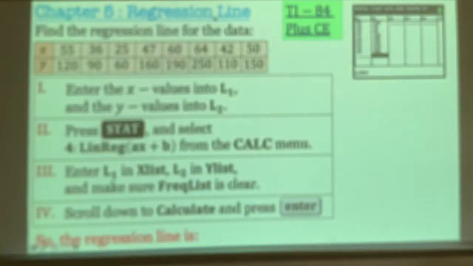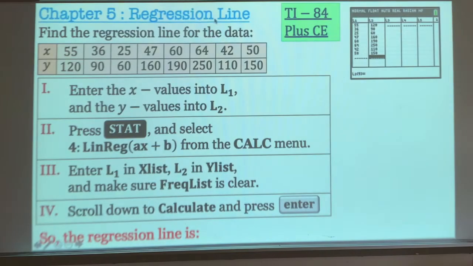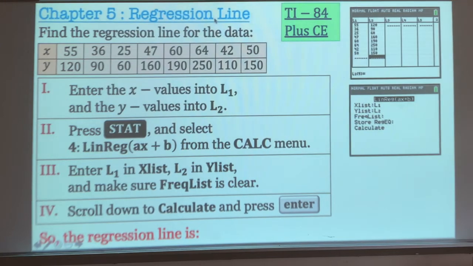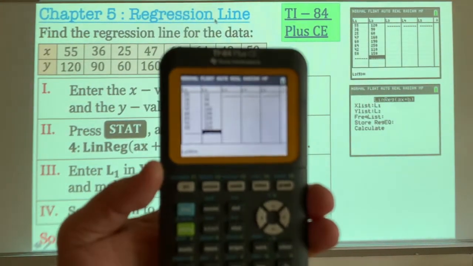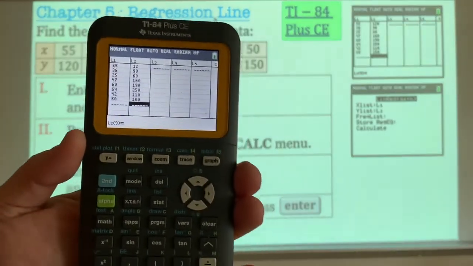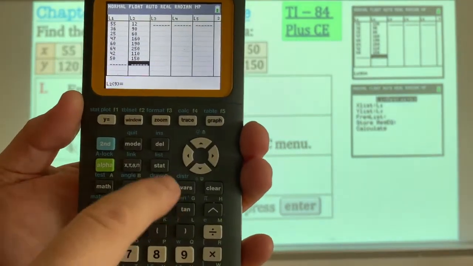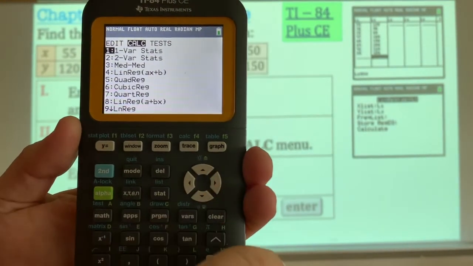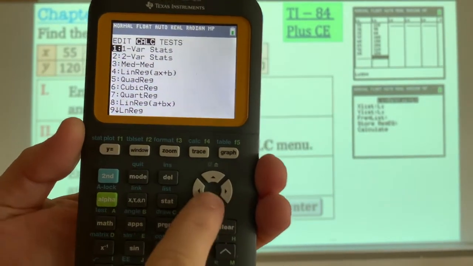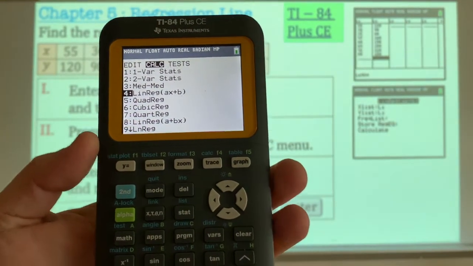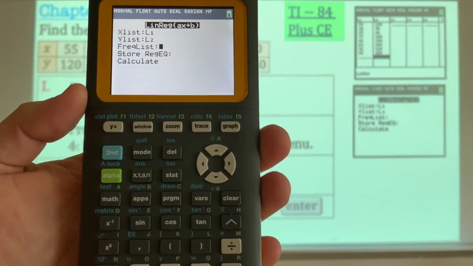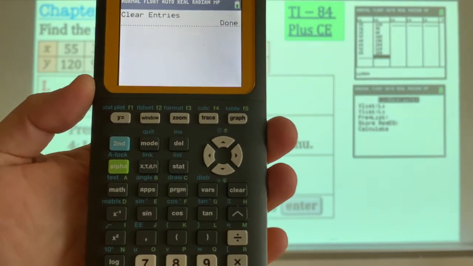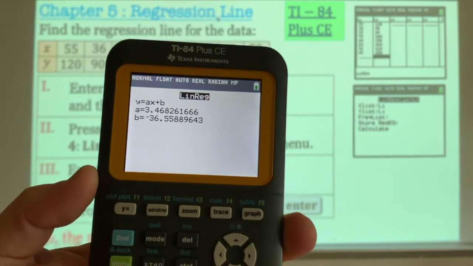Now what you're going to do next is press Stat and select number 4, which is Lin Reg, AX plus B from the Calc menu. So, I got my calculator, I got my list nice and good. I'm going to hit the Stat button, which is right here. Edit's where my list is. I press to the right one, and I go to Calc. I'm going to go down to number 4, where it says Lin Reg. That's linear regression of AX plus B. I press a bunch of enters to go to Calculate. And there we go, AX plus B.